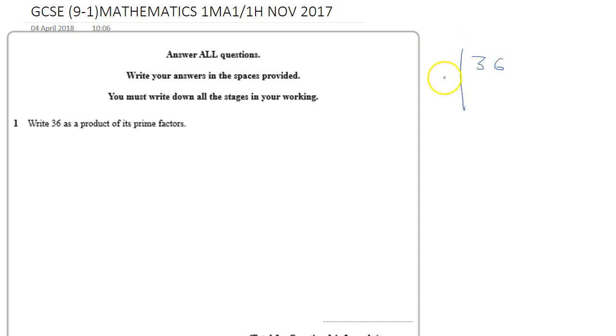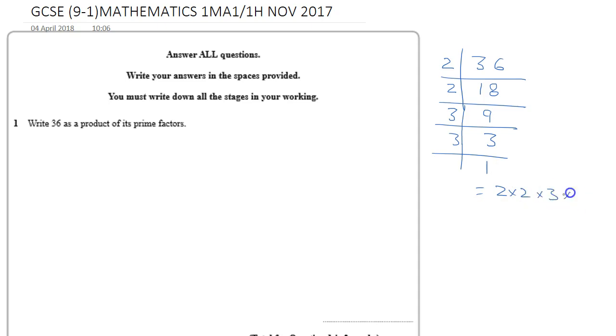36, we divide it by 2. 2 times 18 is 36. Divide by 2: 2 times 9 is 18. Now 2 is not there, so 3. 3 times 3 is 9. Then another 3. So the prime factors are 2 multiply 2 multiply 3 multiply 3.